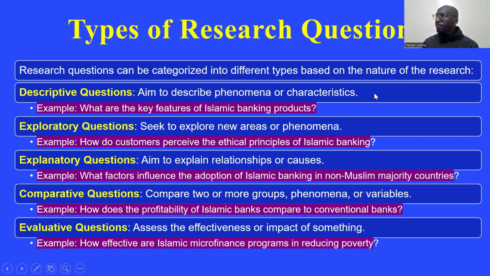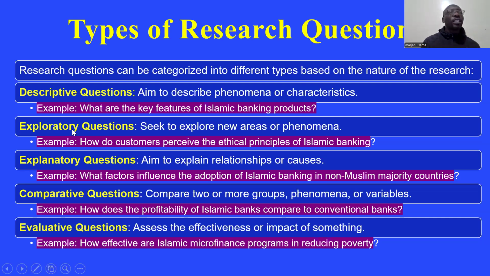Number one, we have descriptive questions. These questions aim to describe phenomena or characteristics. So this question will be like, what are the key features of A, B, C, and D? What are the key characteristics of 1, 2, and 3?